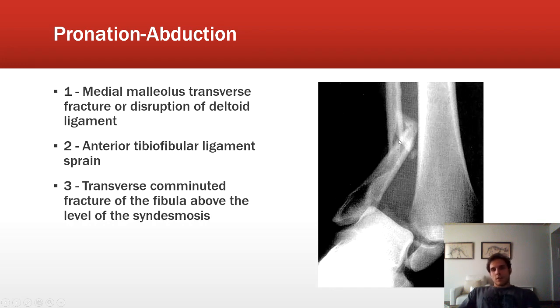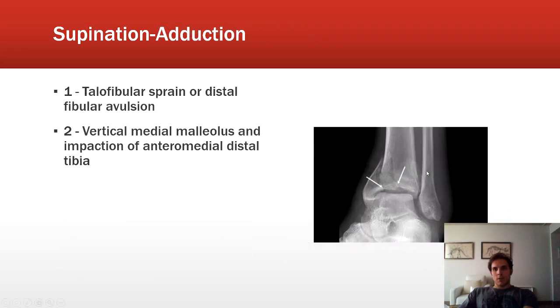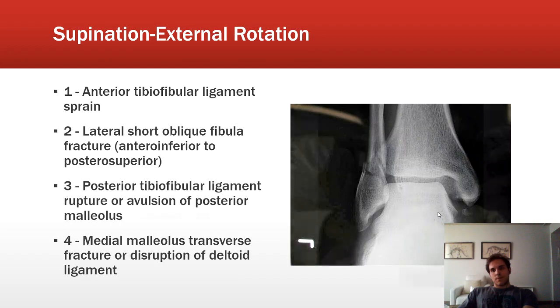So this is a Danis-Weber C type fracture. If we go back here and look at this, this is a B, transsyndesmotic. We go back here, we don't have a fracture. Traditionally it would be here, and this would be a Danis A.